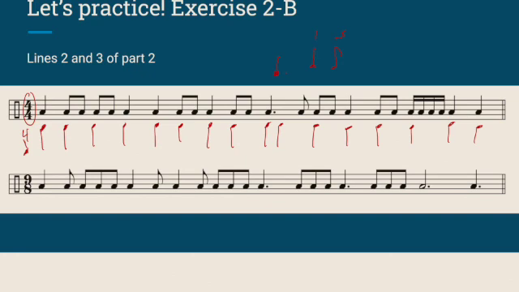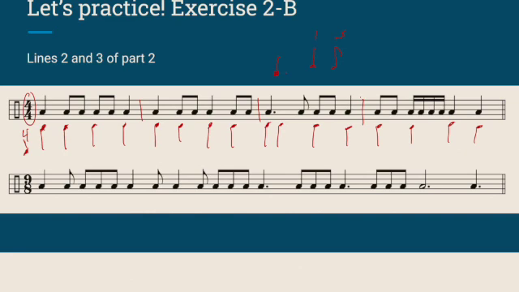Alright, so let's see. So we know we need 4 quarter notes in each measure. So if we count 1, 2, 3, 4, we're going to put one bar line here. It's just one simple line. Then we have 1, 2, 3, 4, right? Then we have 1, 2, 3, 4. We have 1, 2, 3, 4, right? So that is our 4/4 measures.